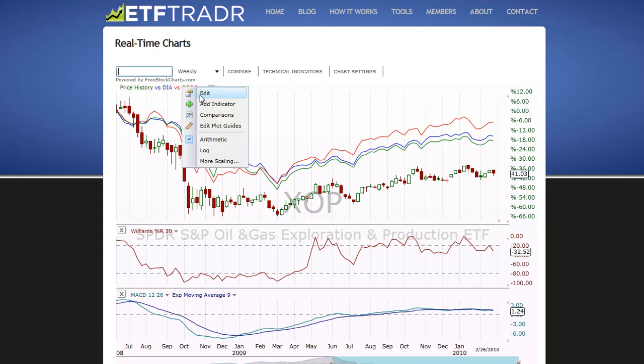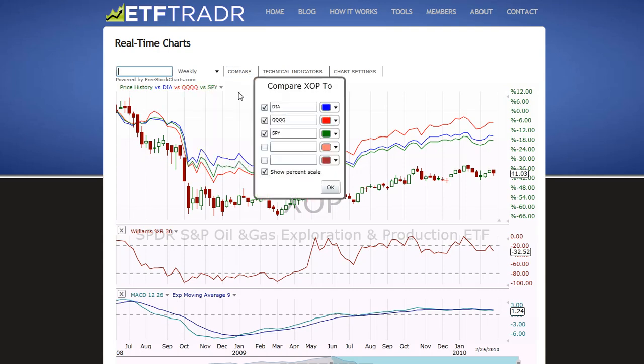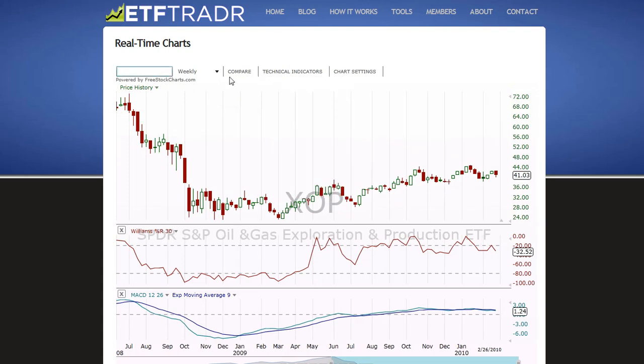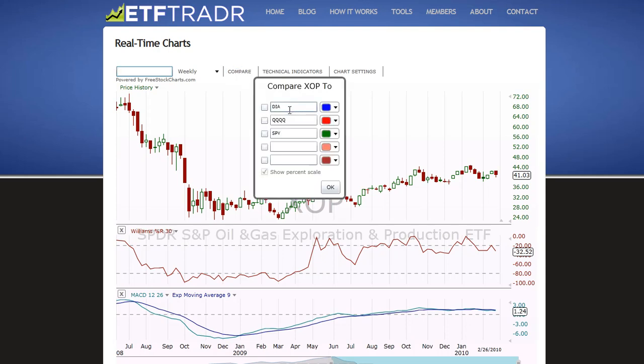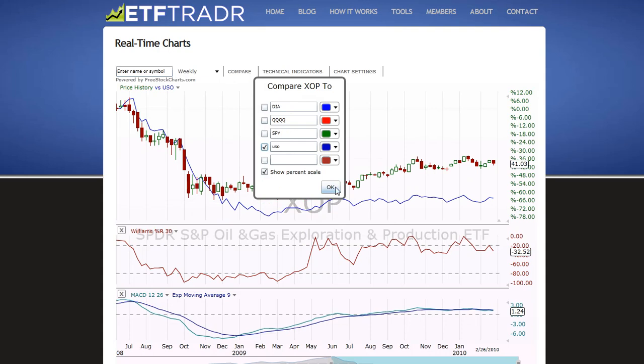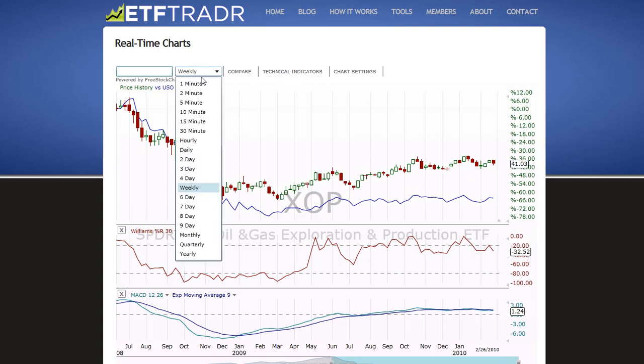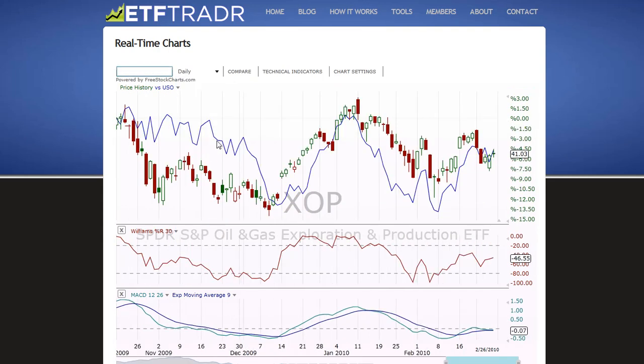Let's take a look at what happened in the past between the two. So we'll go to XOP versus USO, right? And we're right here on ETFTRADR looking at this. So we'll do a little color that we can see pretty good. And let's go back to a daily chart. This is where we'll really see the relationship, if any real relationship.